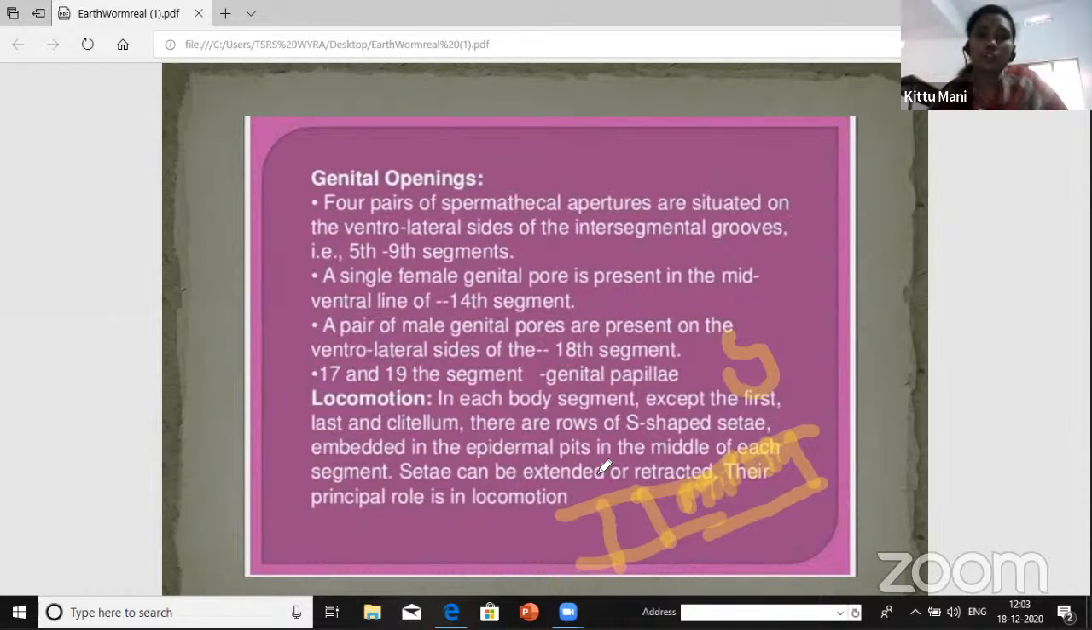For the locomotion of the earthworm, the setae are embedded in epithelial pits in the middle of each segment. Setae can be extended or retracted. Their principal role is in locomotion. Students, this is where the setae are used in locomotion.